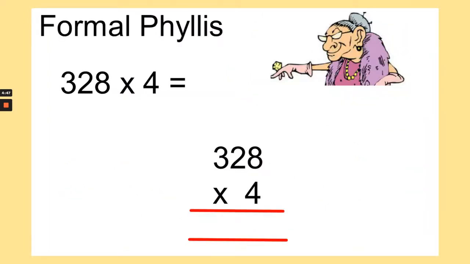Now we've moved on to Formal Phyllis, and she's asking us 328 times 4. You can see the way I've laid it out. Make sure you lay it out correctly. Pause the video now to answer the question.